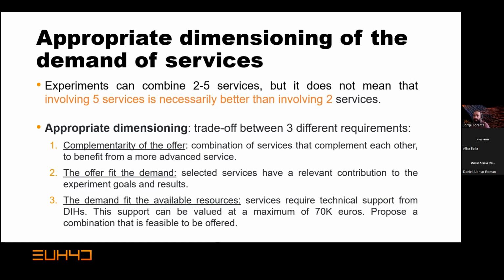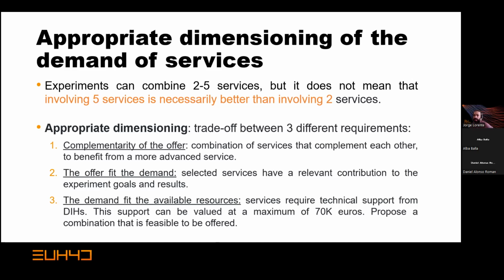are really wide and diverse, as you saw before, there are 172 services. It will depend on different factors. And here is where we have defined what we consider a good dimensioning, which considers a trade-off between three different factors. The first one is to choose a combination of services that complement each other to benefit from more advanced services. The second one is to choose services that have a relevant contribution to your experiment goals and results. And finally, to choose a combination of services that is feasible to be offered with the maximum resources that DIHs can devote to each experiment.